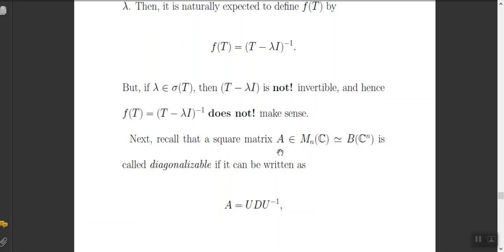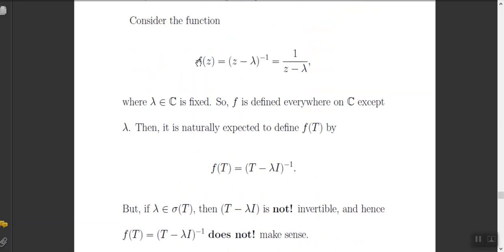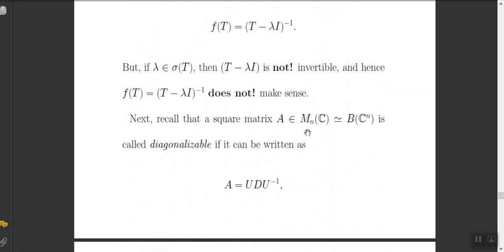We talk about this. So when you say I want to define f of T, it means you want to define f of A. It means if we have a function like f of z in general, and you want to define f of T for a bounded linear operator on a finite dimensional space, every bounded linear operator on a finite dimensional space corresponds to a matrix. So when you say I want to define f of T, it means you want to define f of A. It means to define f for a matrix. Let me recall this from linear algebra.